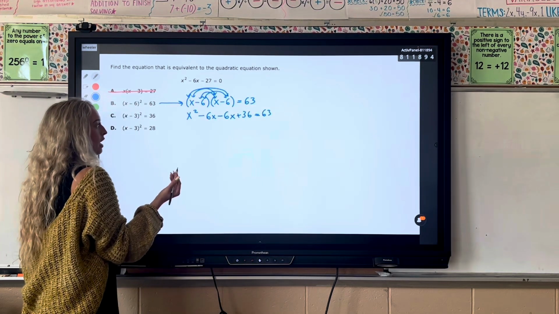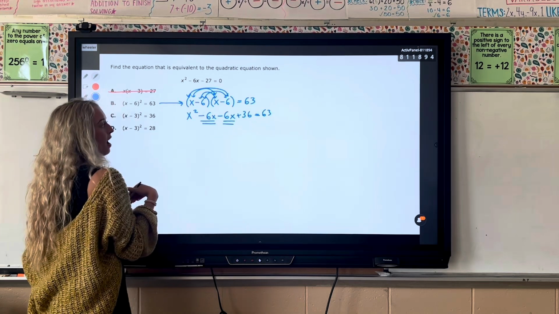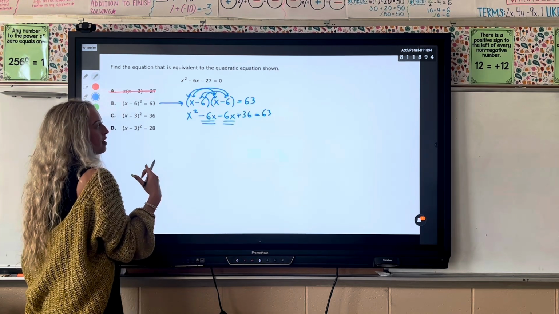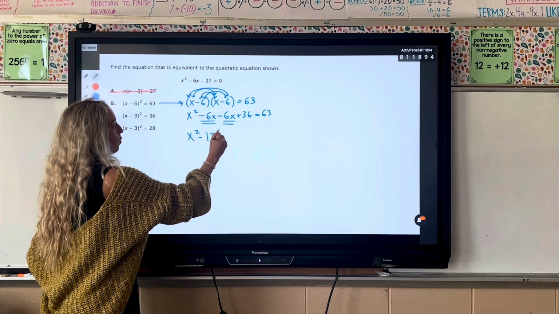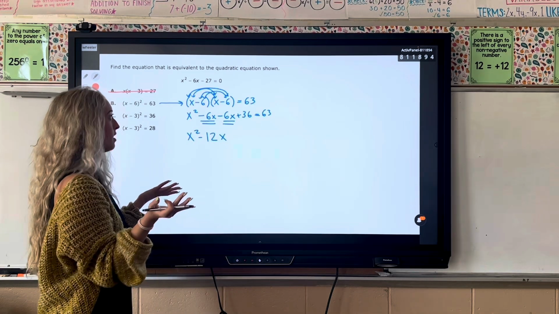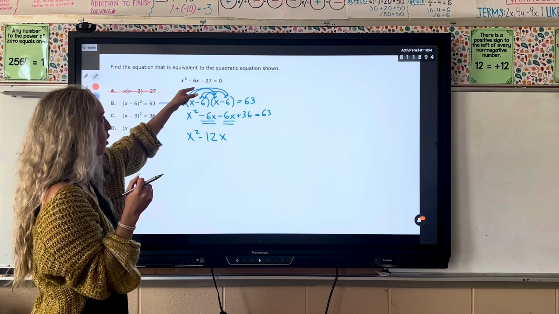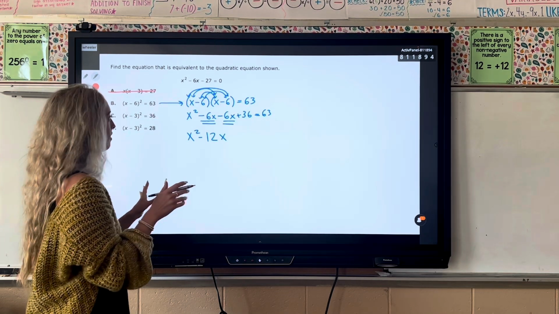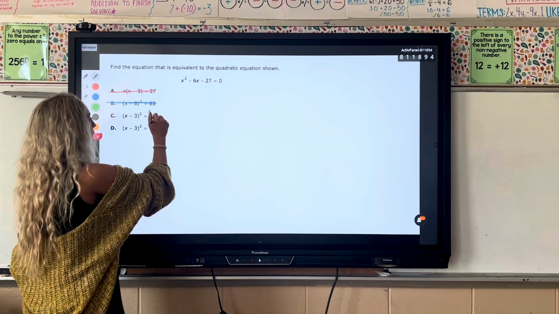Now, if you take a look, I have got two like terms here that I can combine. So negative 6x minus 6x is going to give me negative 12x, and I can stop at this point because I know that I don't have a negative 6 as my coefficient for the term of just x. Okay, moving on to the next one.